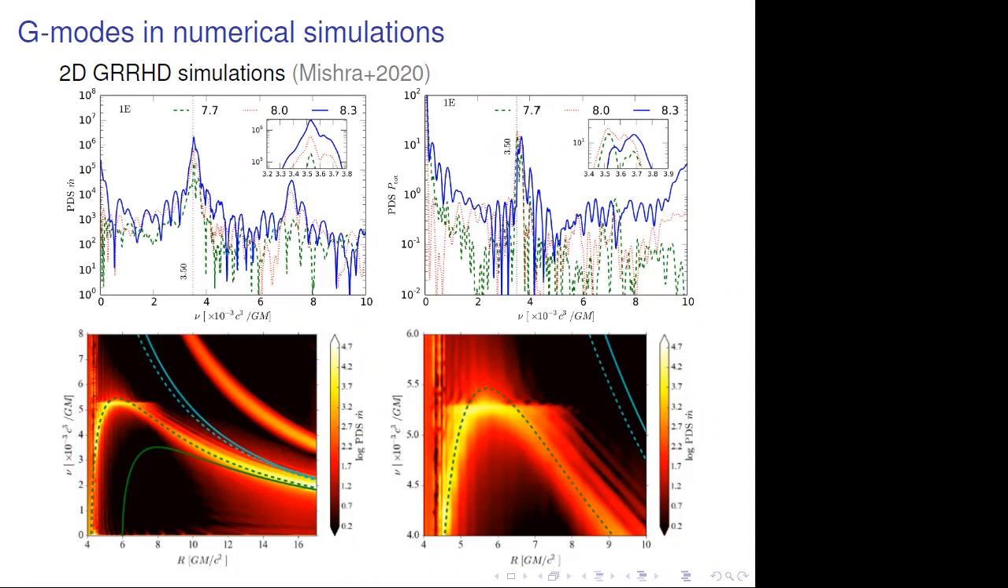Basically, you see that what they claim is that here you have a lot of variability just below the radial epicyclic frequency. So they say that actually they probably observe the g mode. Here is the detail. So yeah, it's not completely trapped. It goes a little bit farther away, but more or less it's kind of good.